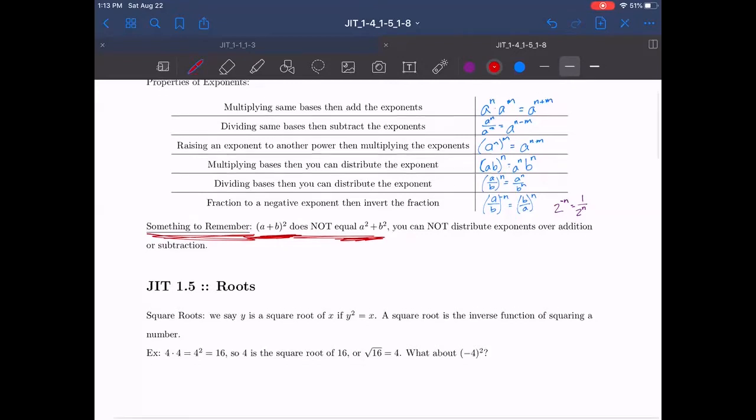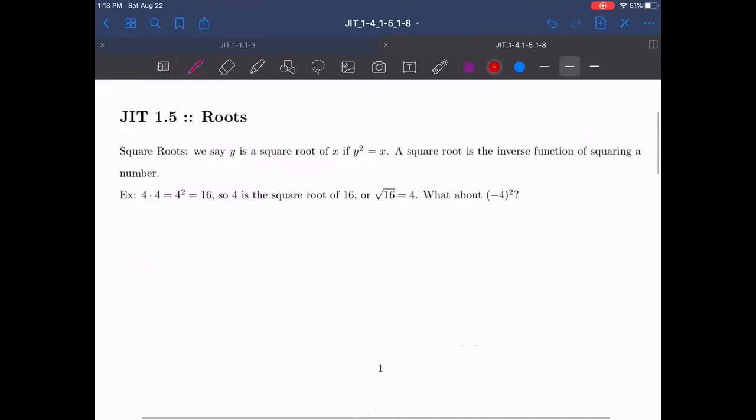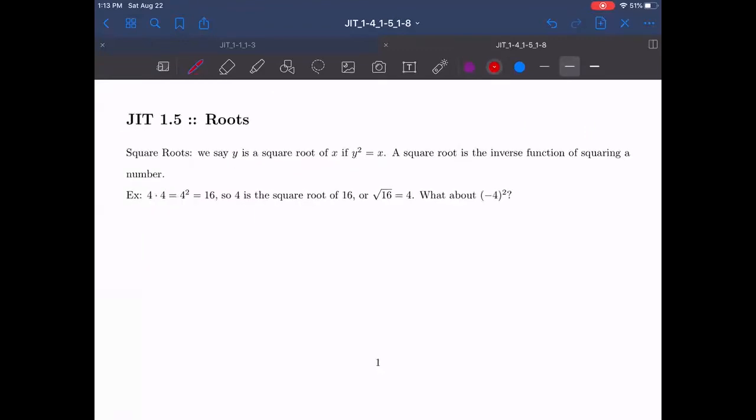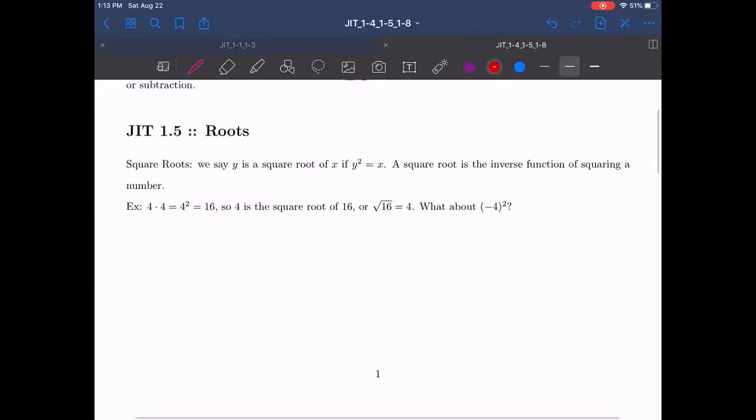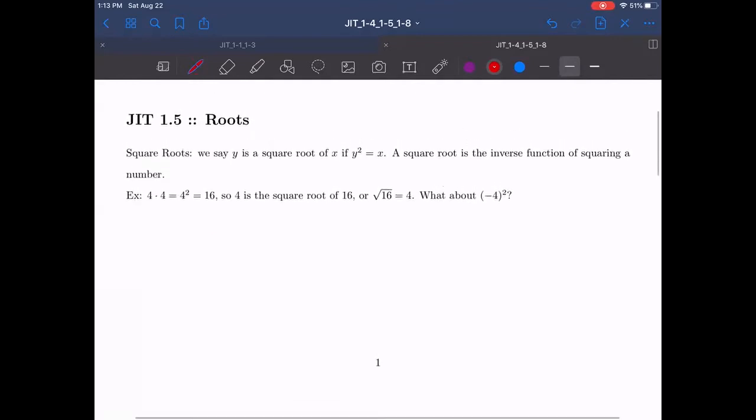All right, so there's exponents. The next thing that we'll talk about that's connected to exponents is roots. So square roots, for example. We say that y is the square root of x if y squared is equal to x. So square root is kind of like the inverse function of squaring a number. It's undoing that operation.